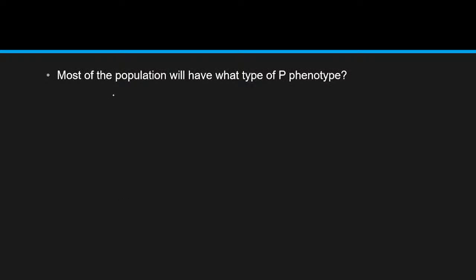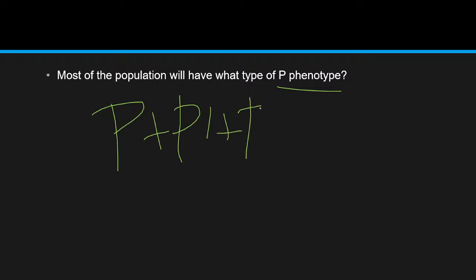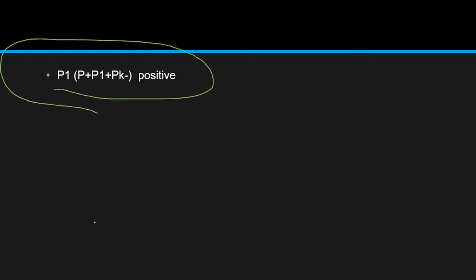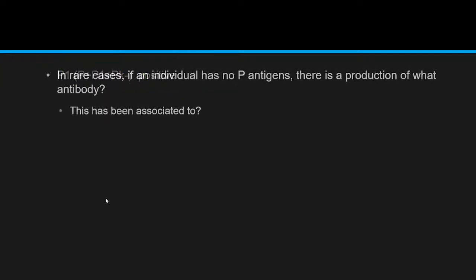Okay? Now, most of the population will have what type of P phenotype? Most populations will have P positive, P1 positive, PK negative. Most, or I think 100% of us will have this one in the class. It's very rare to have a different one. So P1 is basically this. This is basically the P1 phenotype. The genotype is this. All right.